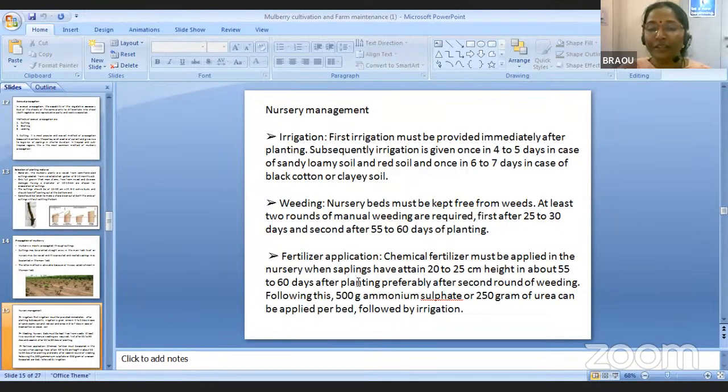Following this, 500 grams of ammonium sulfate, or instead you can use urea, 250 grams of urea, can be applied per bed, followed by irrigation. Each bed, we made a 4 meter by 1.5 meter bed each, needs around 500 grams of ammonium sulfate. If you don't have ammonium sulfate, you can use urea, only 250 grams per bed. This should be enough for enriching the soil with the nutrients. That's why it's called fertilizer application.